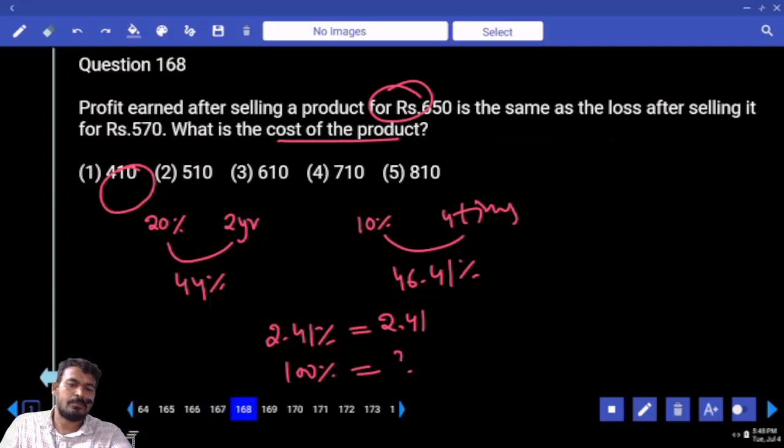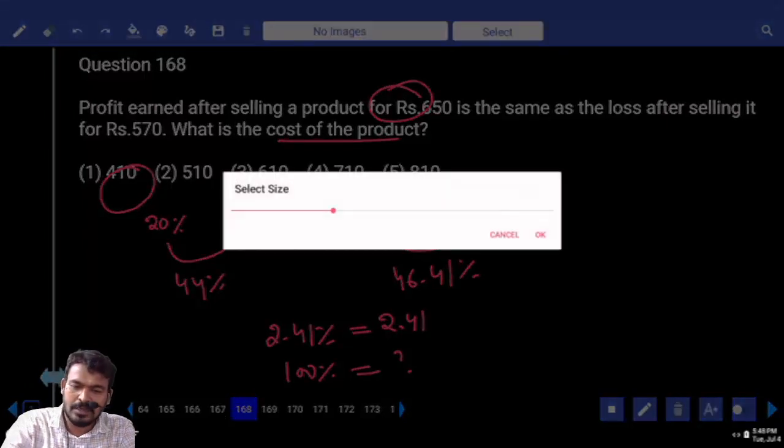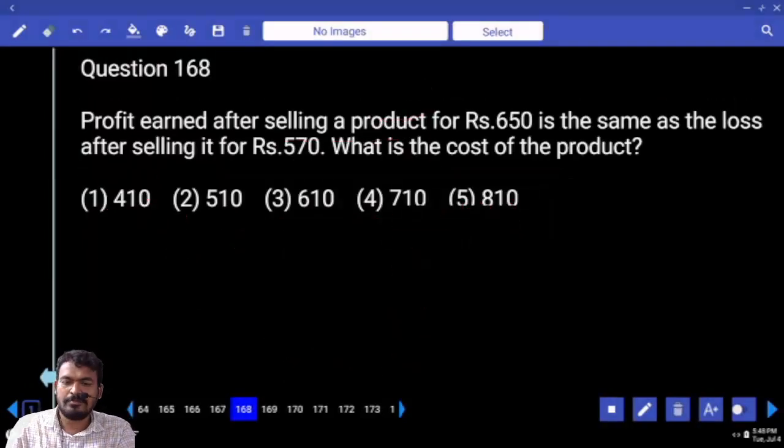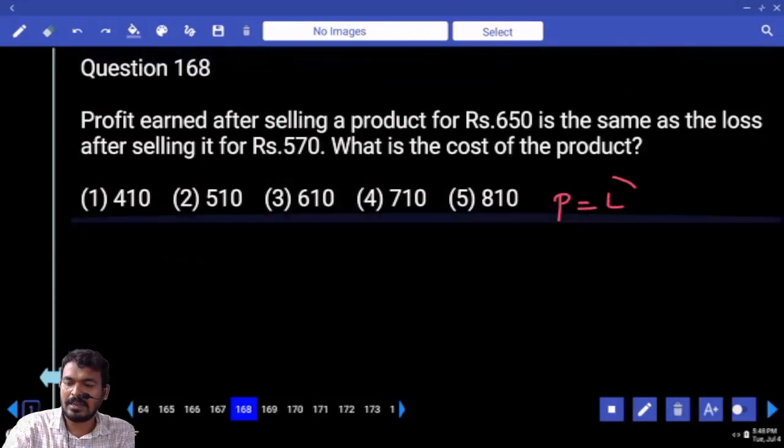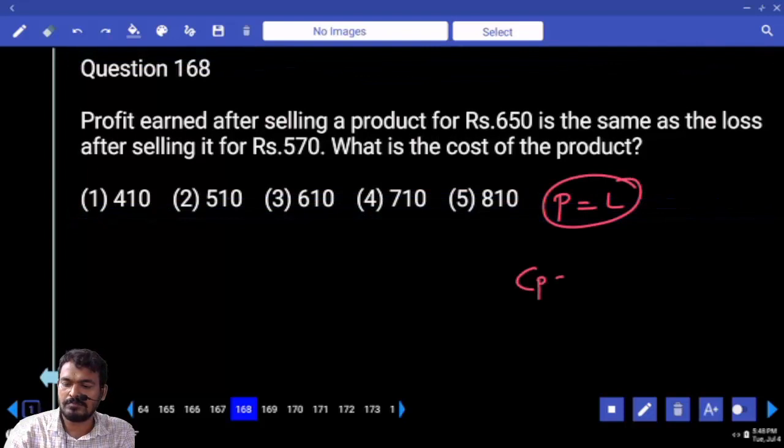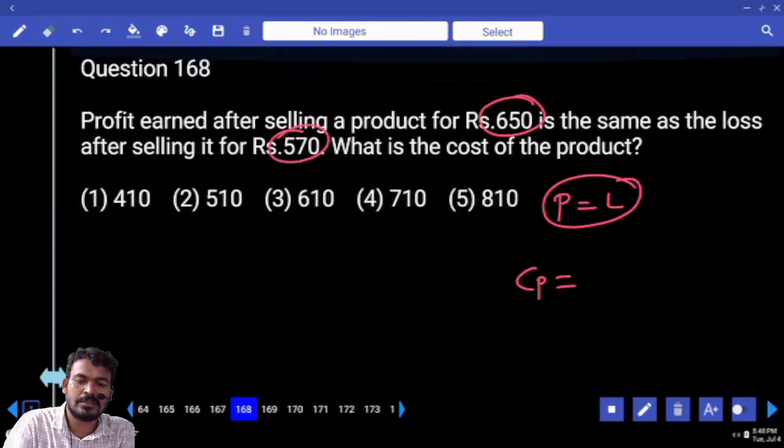168. The profit earned after selling the product for 650 is the same as the loss after selling it for 570. What is the cost price of the product? And here profit is equal to which one? Loss. When profit equals loss, then directly we write cost price equal to which one? Average of selling prices or sum of the selling prices? Average of selling prices. What is the first selling price? 650. Second selling price, 570.